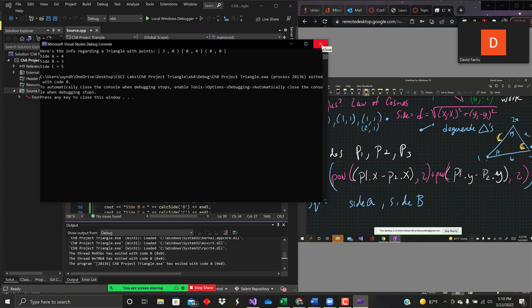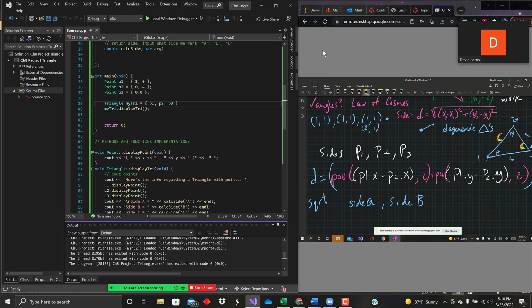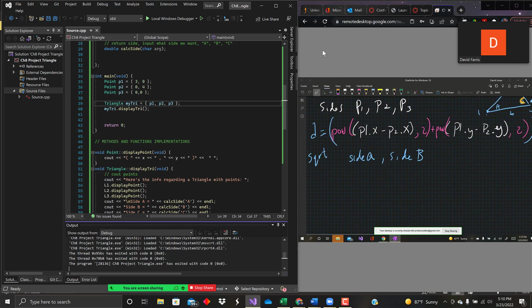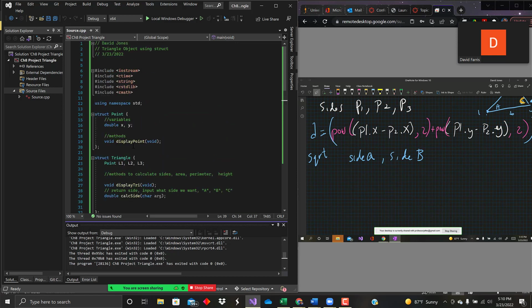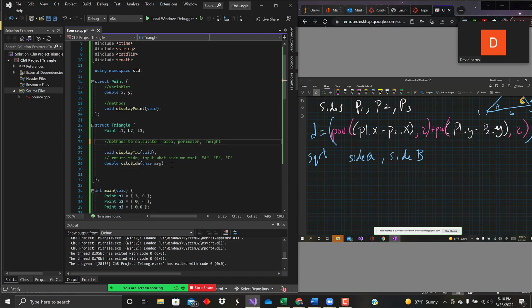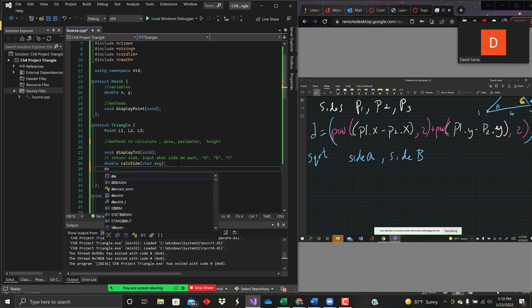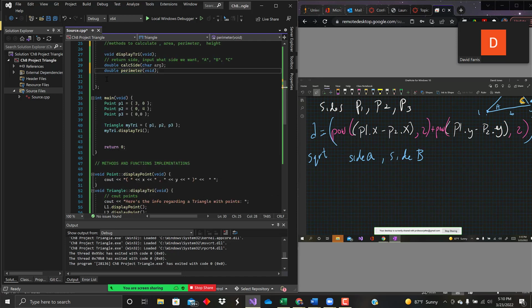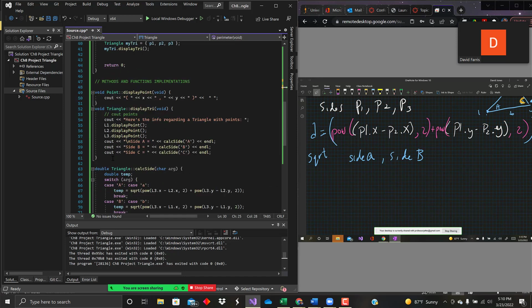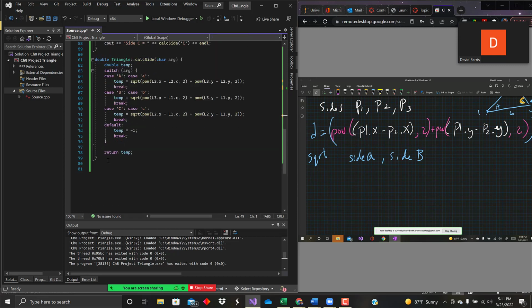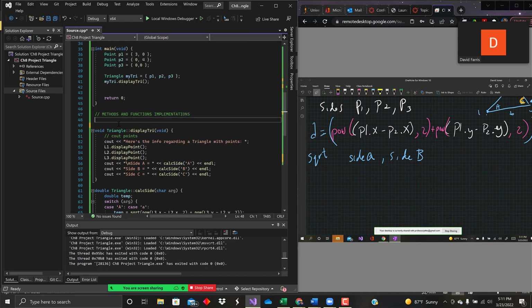All right, so let's see. That took out sides. Perimeter's pretty easy. I'm gonna put the display stuff at the bottom. That way, whatever I'm working at is at the top. There we go. That makes more sense.